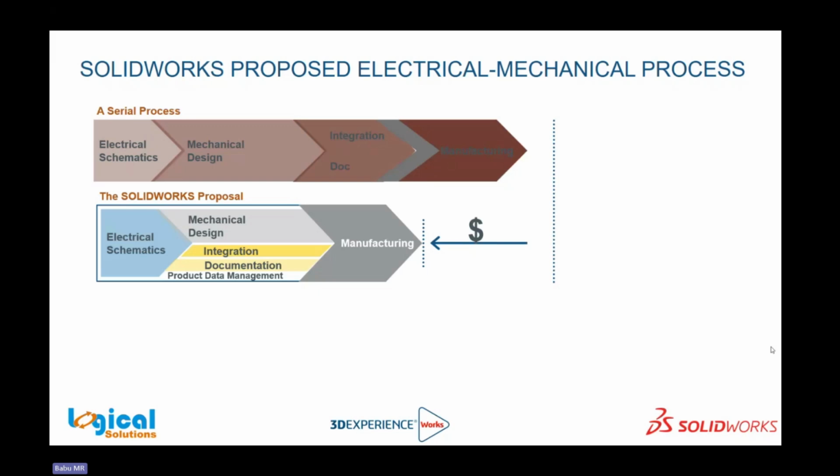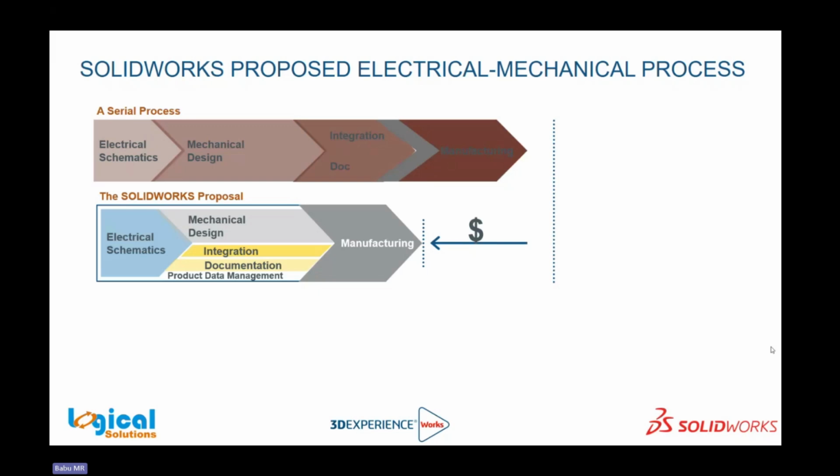Even if there are any changes in the mechanical team, such as adding new components or changing the manufacturing of the components, that will reflect in the electrical schematics also, which means you have direct integration on the same platform. In parallel, you can also create your documentation required, such as bill of material, wire list, and cut list, everything generated in parallel.